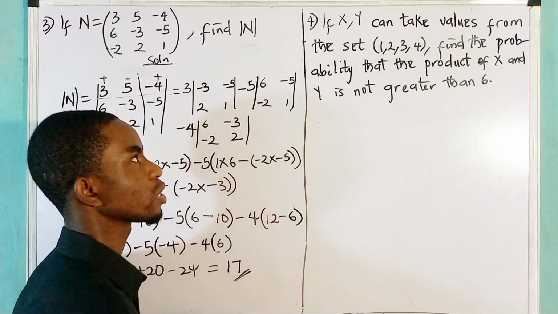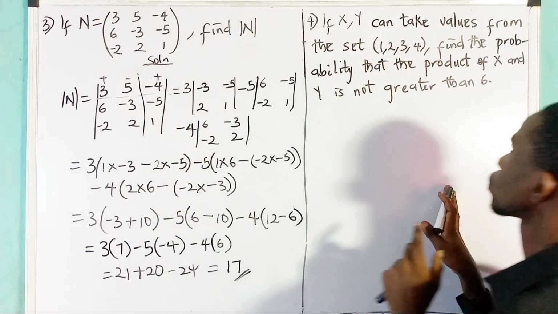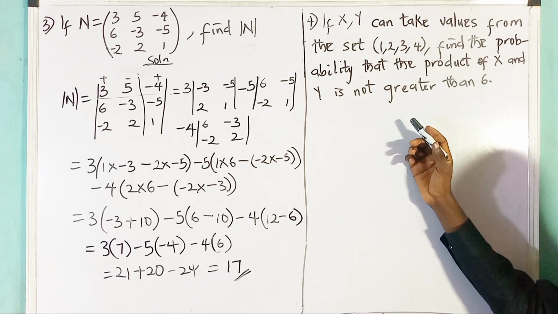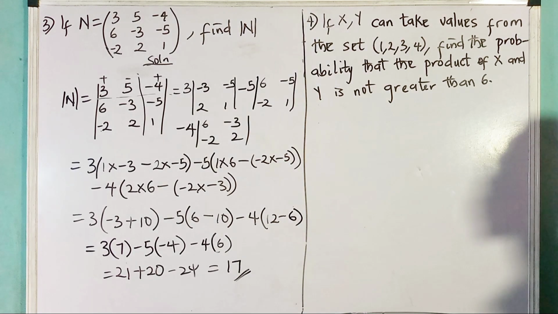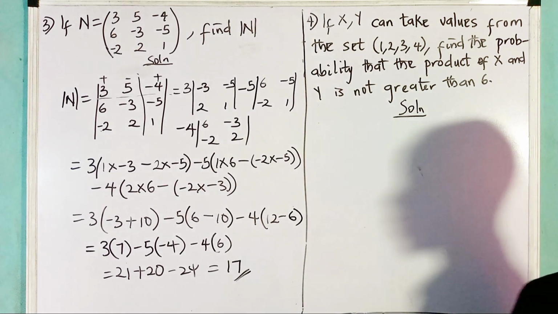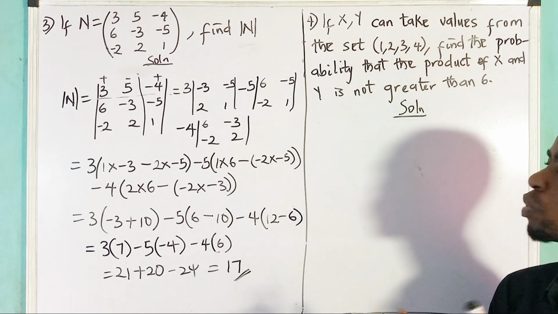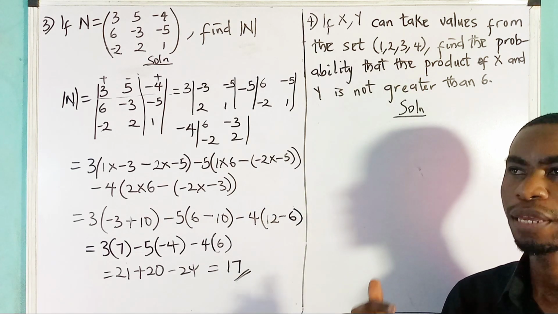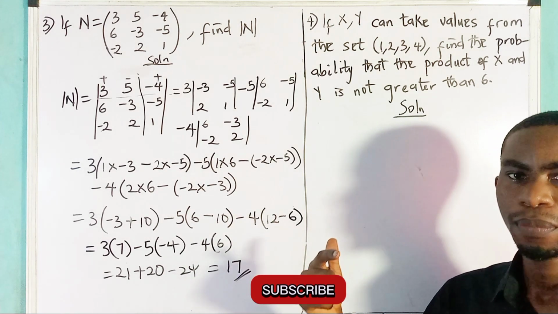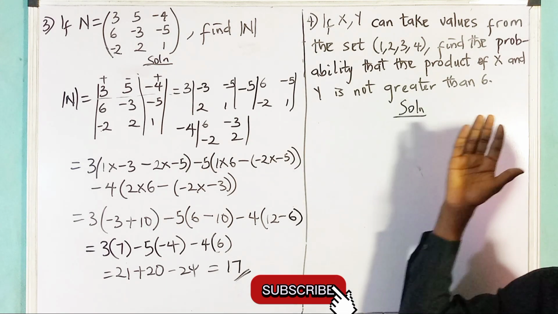And in number 4, you're told that if x, y can take values from the set 1 to 3, 4, find the probability that the product of x and y is not greater than 6. So this is my solution. X and y can be any of the values in this set. Now we are looking at the product of x and y. If we multiply their values, is any of them less than 6? That's what it's saying. Find the probability that it is not greater than 6.